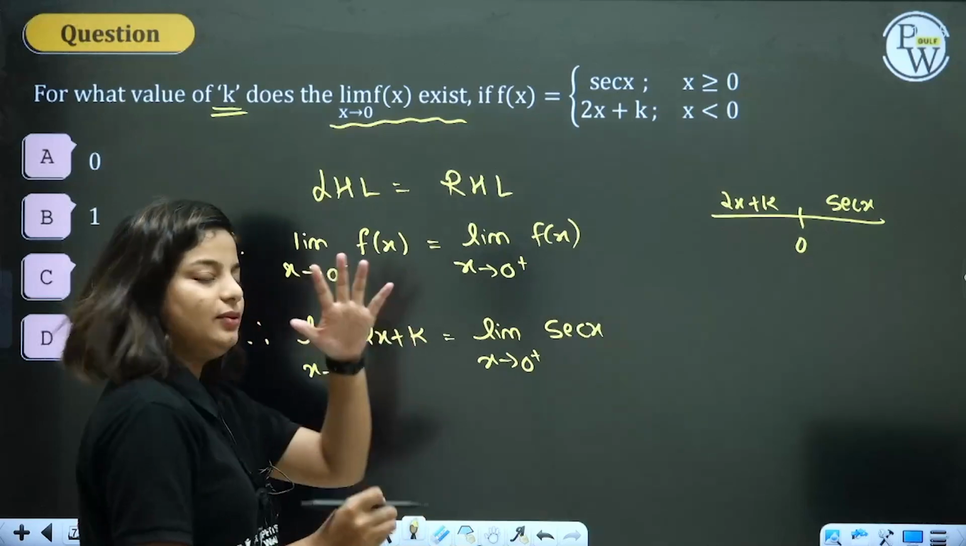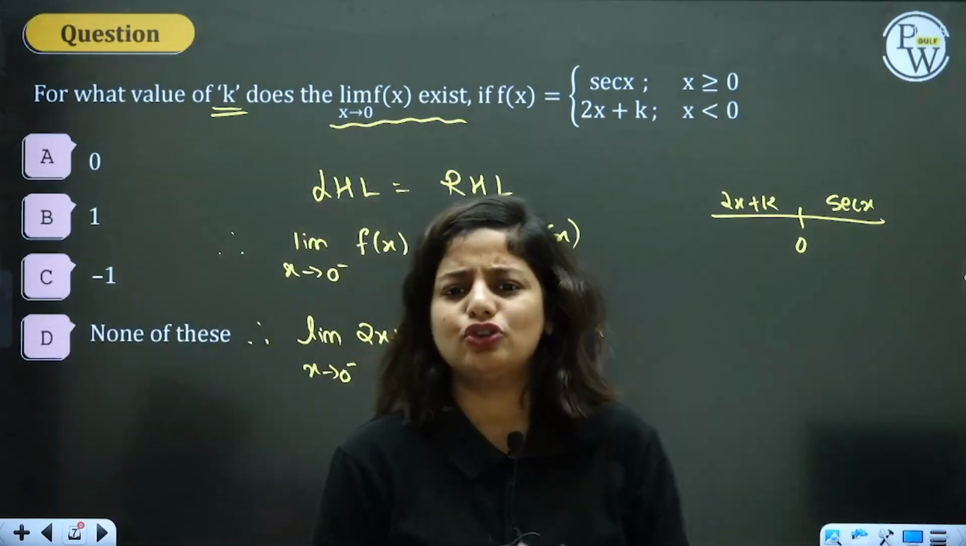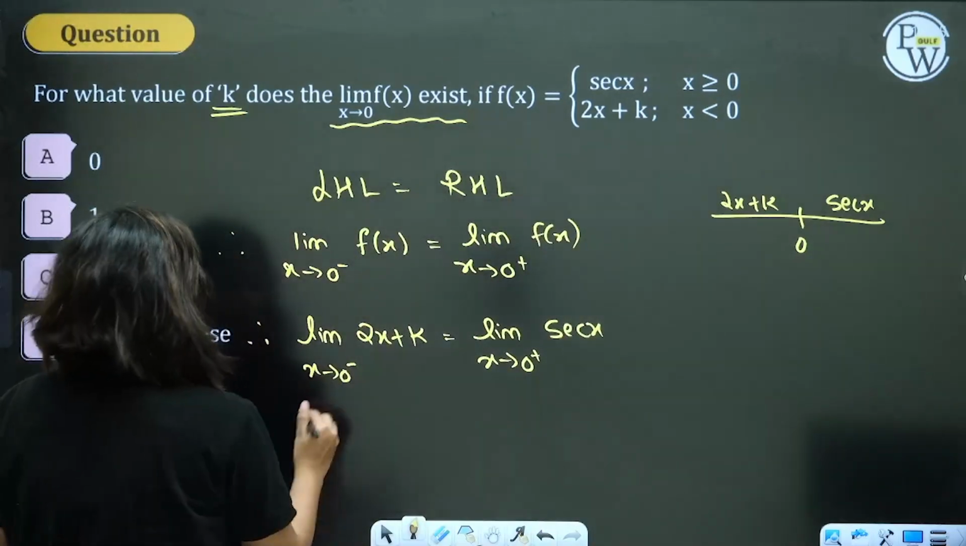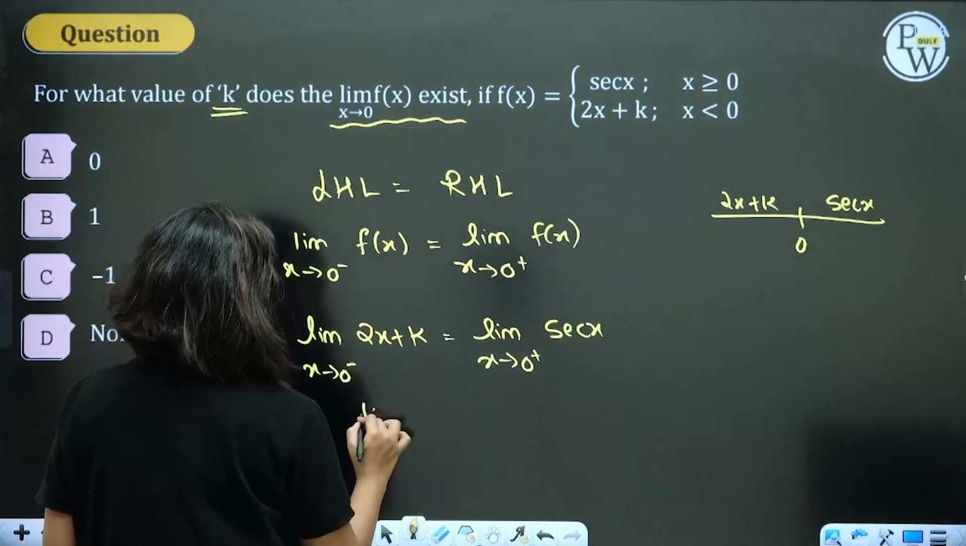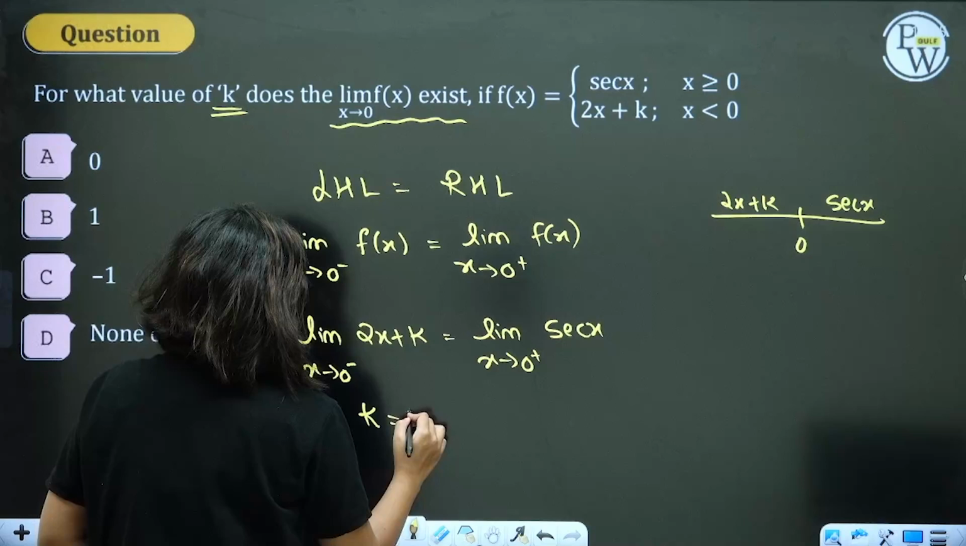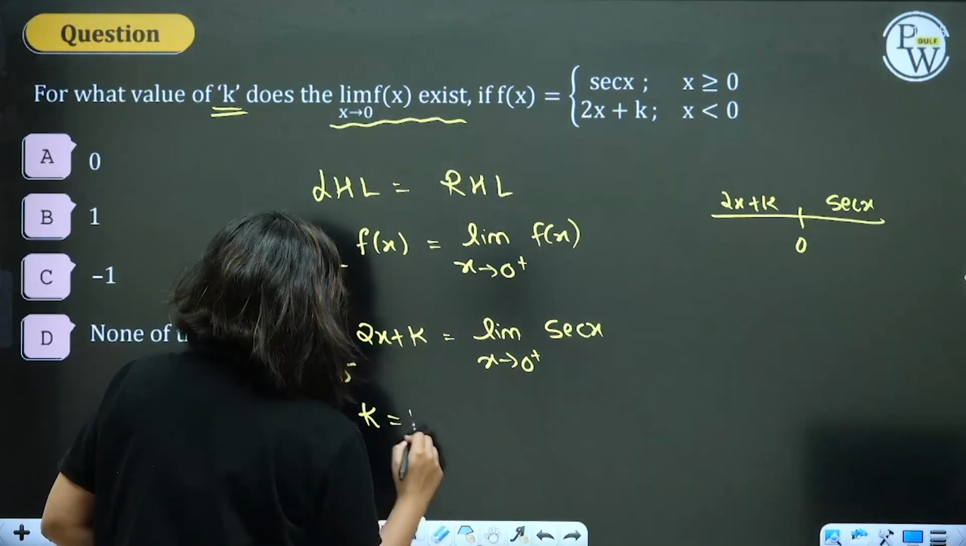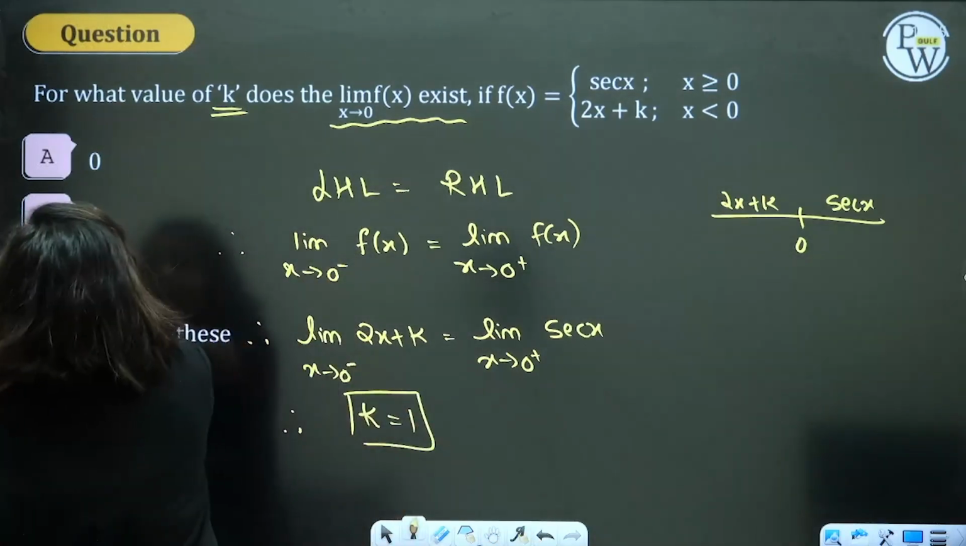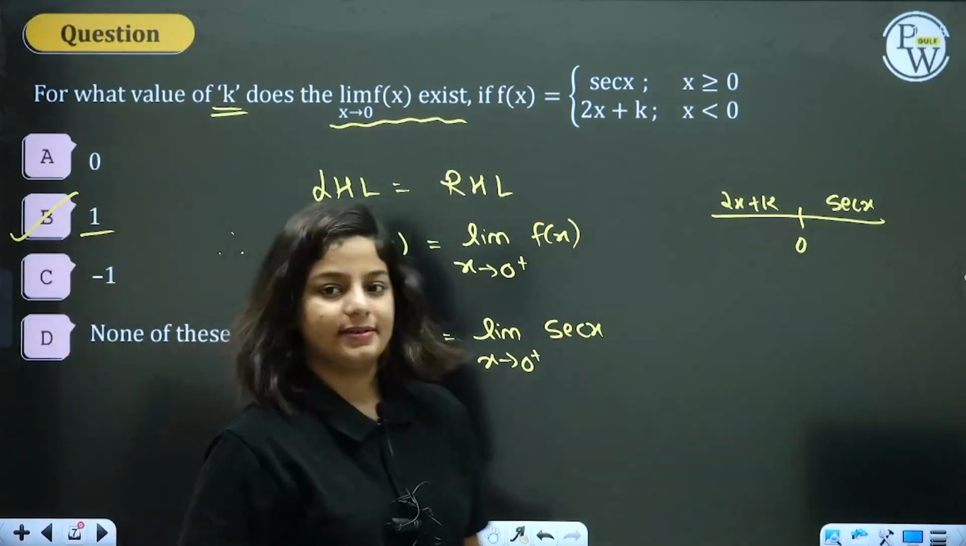We need to find the value of k. Just put x as 0, solving simple limits, direct substitution, guys. Putting x as 0, k is equal to sec 0, which is 1. K is equal to 1. Option B is the answer.